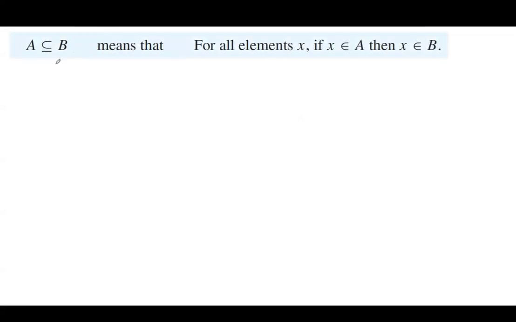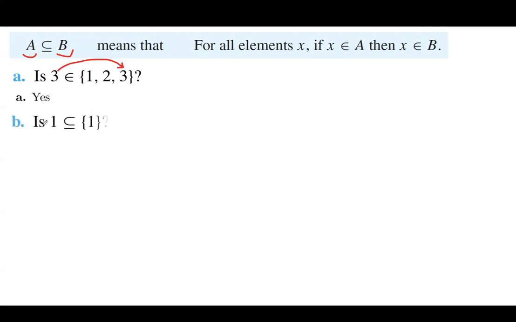Remember that we say A is a subset of B. It means that for every element, like X in the smaller set, that element lands in the larger set. That is the definition of being a subset. Question says, is 3 a member of this set? The answer is yes. Why is that? Because I just see 3 lands in this set. So this is a true statement.